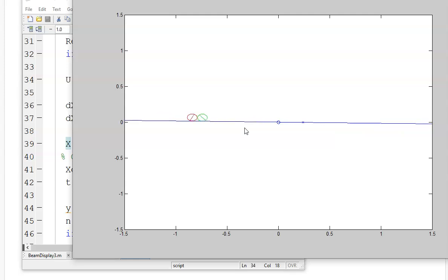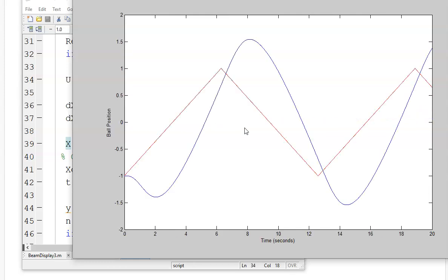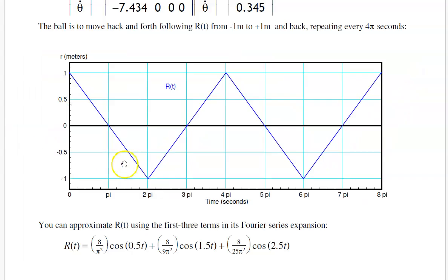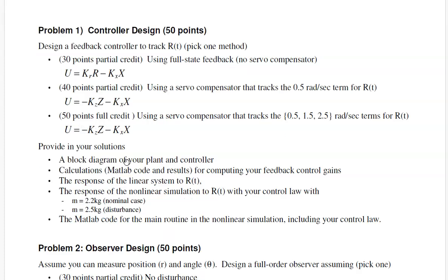Come up with a control law that will track 3 different sine waves, assuming you can measure all the states. Come up with an observer to estimate the states, assuming you can only measure position and angle. Put the 2 together, I should be able to track that set point going up and down, left and right, using only 2 states, tracking at least the first 3 harmonics. So that's the 2 problems.